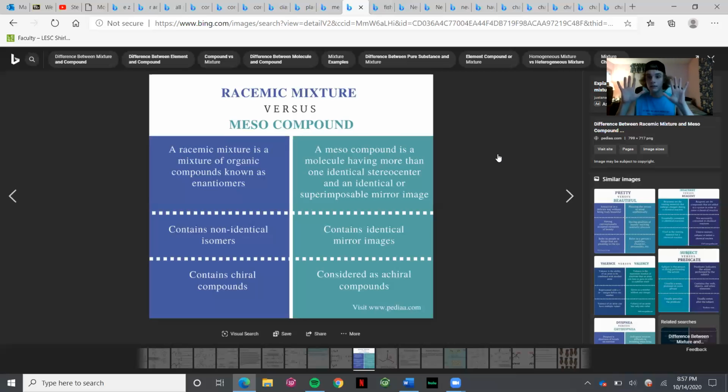And they rotate plane polarized light to the same degree in opposite directions. So this one is rotating plane polarized light in this direction, and this one is rotating plane polarized light in this direction, and they cancel each other out. And so you see a similar result to the meso compound in the polarimeter.